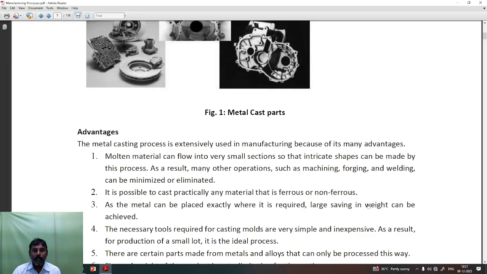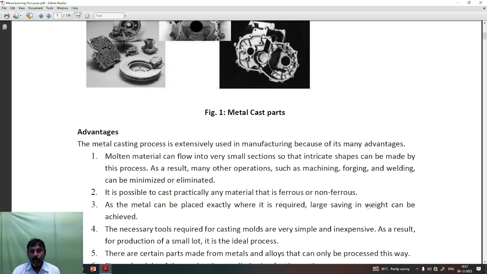The advantages of metal casting: it is extensively used in manufacturing because of its many advantages. Molten material can flow into very small sections so that intricate shapes can be made by this process. As a result, many other operations such as machining, forging and welding can be minimized or eliminated. It is possible to cast practically any material, ferrous or non-ferrous, as the metal can be placed exactly where it is required. Large savings in weight can be achieved.